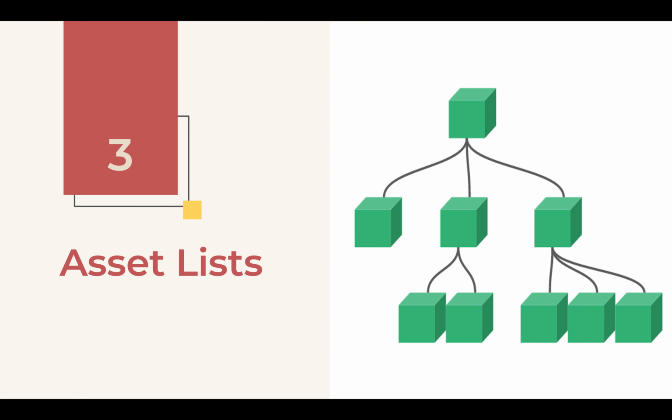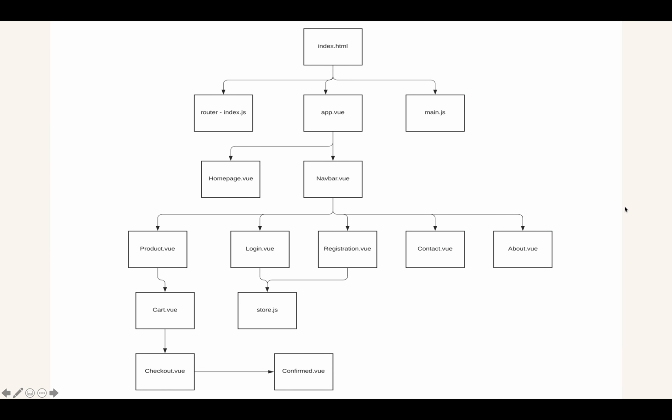Then I formulated an asset list, which provided a framework of which components I should include in my project. So here you can see the flow chart which I used. These are all the components that are in the project right now, and here you can see a parent-child relationship between these four components: product, cart, checkout, and confirmed. This gave me an idea on how I should approach the functionalities of the project. So this was the process that I undertook to implement the project.